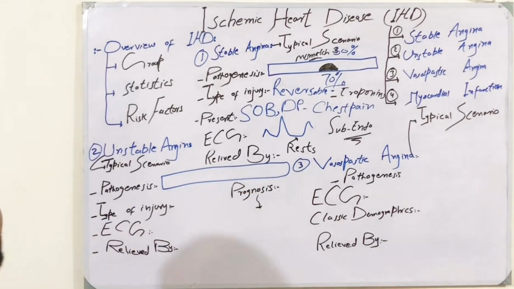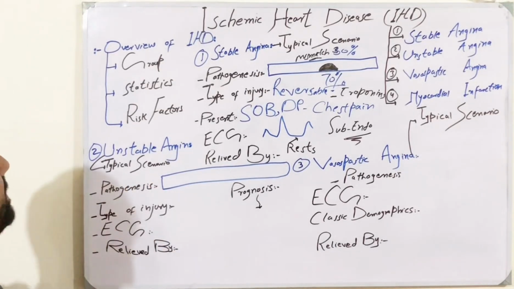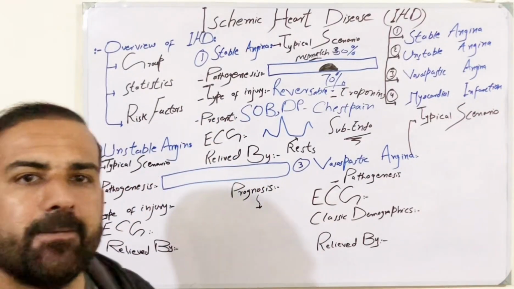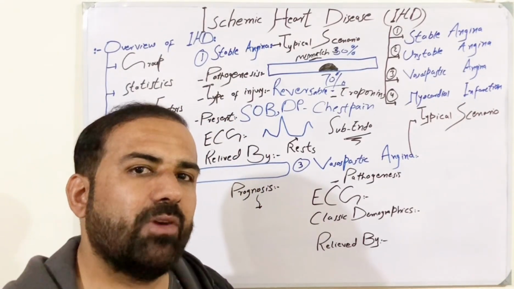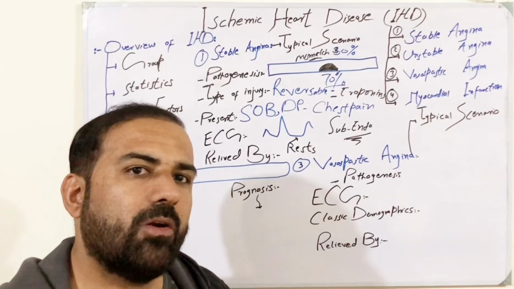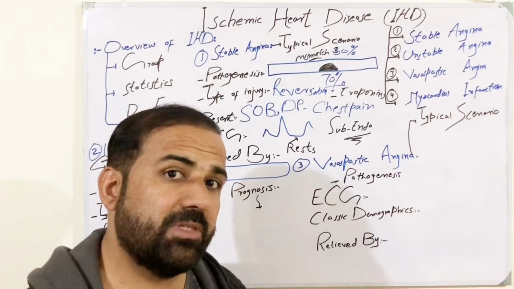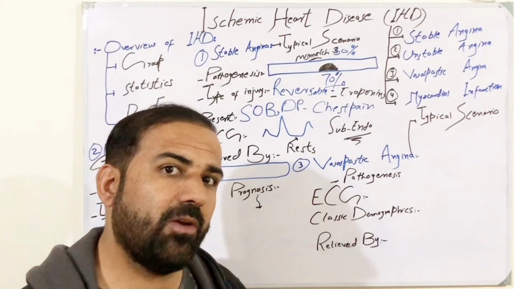Now let's talk about unstable angina. First let's take its typical scenario. The patient will say, I always have chest pain, whether I am resting or exerting, or when I take some steps. Means he or she might be getting symptoms while exerting and while resting.